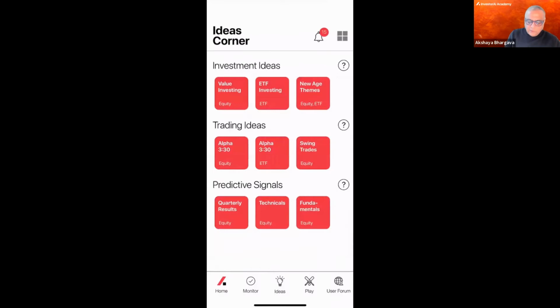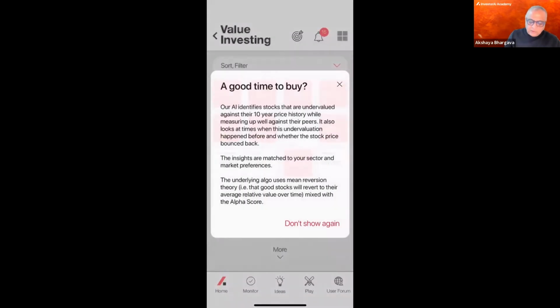So let's go algo by algo. Let's take value investing. Now, value investing is a longer term algo. We keep the signal open for 90 days. And for those of you who remember, it tells you when it's a good time to buy a good stock. So it looks for good stocks that are temporarily undervalued, and then it checks the backtesting score to make sure that it does deliver the kind of return that you want.